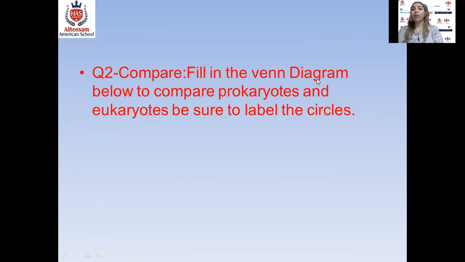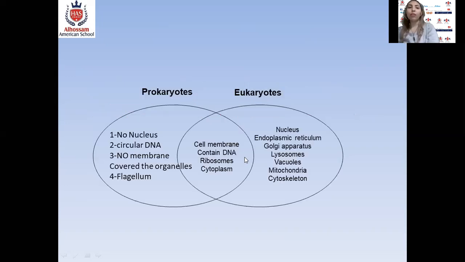Number 2, fill the Venn diagram comparing prokaryotes and eukaryotes, and be sure to label the circles. We said it before: prokaryotes have no nucleus, circular DNA, no membrane-covered organelles, and contain the flagellum. Eukaryotes contain a nucleus, endoplasmic reticulum, Golgi apparatus, lysosome, vacuole, mitochondria, cytoskeleton. And the common parts between both of them are cell membrane, DNA, ribosomes, and cytoplasm.